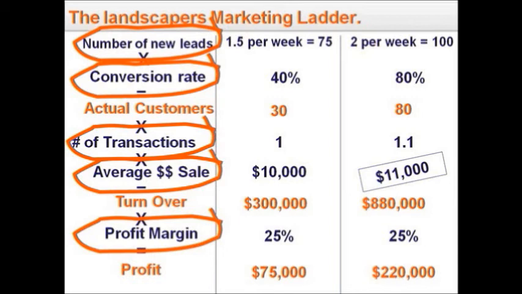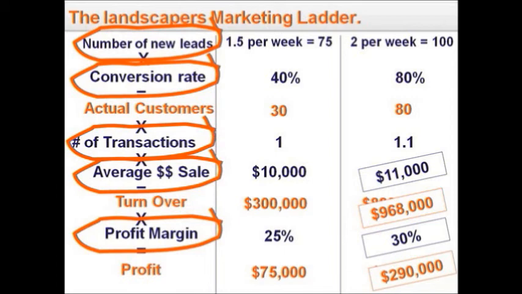So we increase the average dollar sale to $11,000. That increases the turnover from $880,000 to $968,000. If we improve the profit margin from 25 to 30%, what that does is it increases the profit from $220,000 up to $290,000. Now the difference between $290,000 and $75,000 is about $215,000. It's a decent increase simply by tweaking some of these dials.